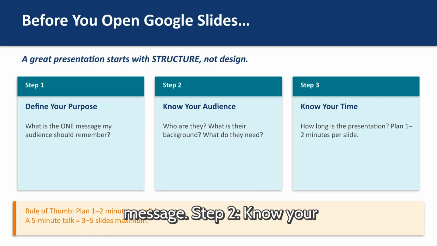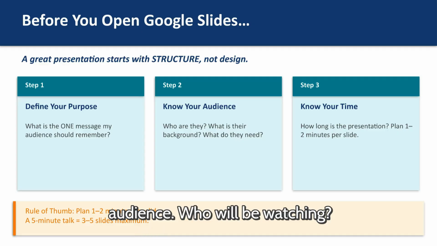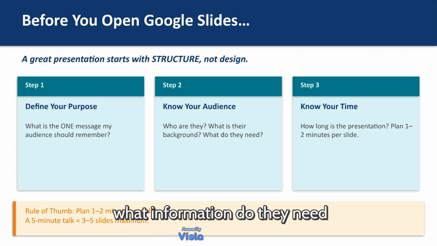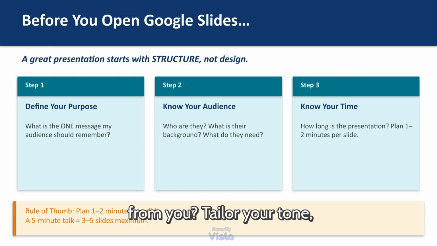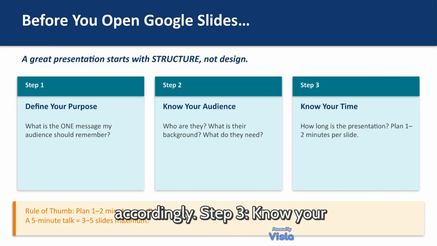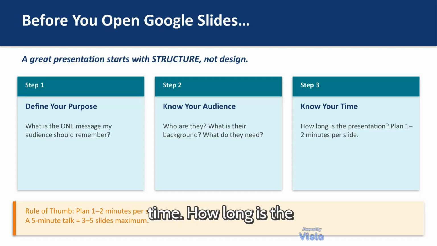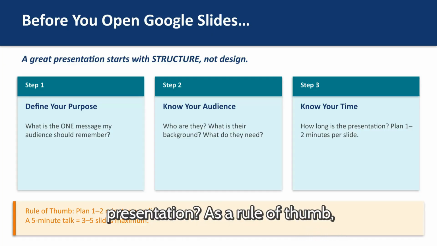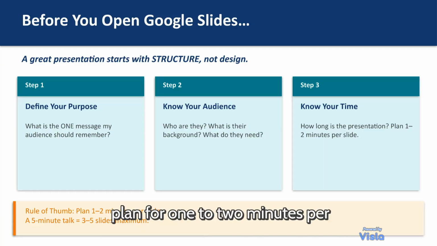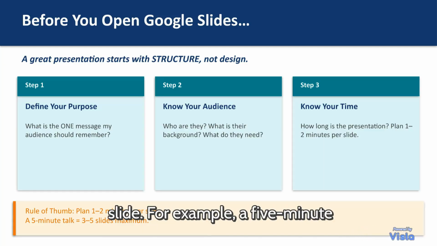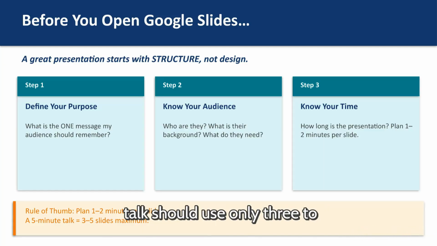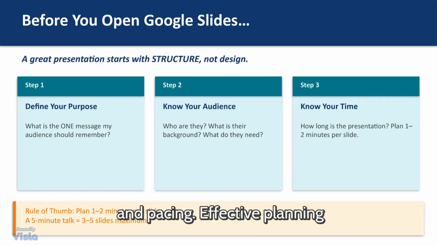Step 2, know your audience. Who will be watching? What background do they have, and what information do they need from you? Tailor your tone, vocabulary, and examples accordingly. Step 3, know your time. How long is the presentation? As a rule of thumb, plan for 1 to 2 minutes per slide. For example, a 5-minute talk should use only 3 to 5 slides for maximum clarity and pacing.